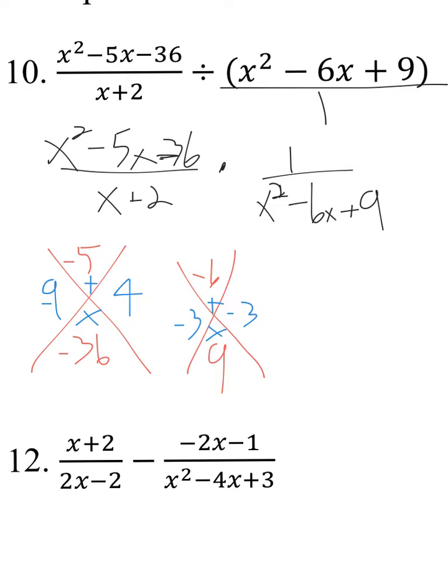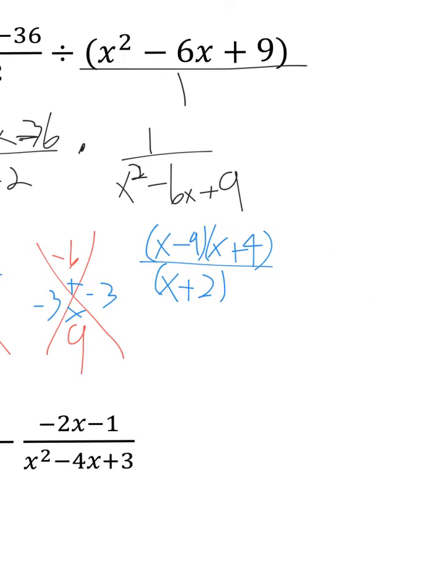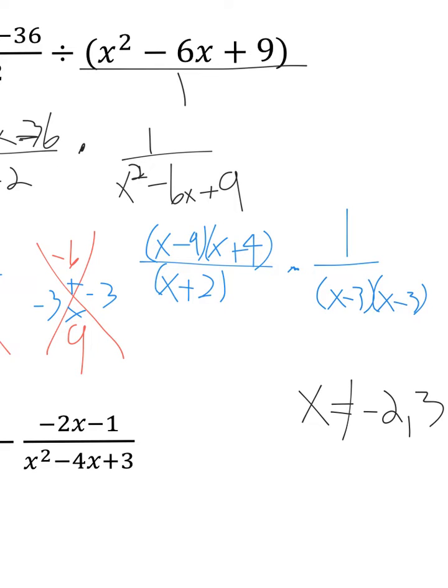So I'm going to rewrite this as x minus 9 times x plus 4 over x plus 2 times 1 over x minus 3 squared, or if you want, just write x minus 3 twice. Remember, before you cancel anything out, you need to write where x can't equal. And so looking at the bottom, x can't equal negative 2 or positive 3. That being said, let's cancel stuff out that can cancel, and it really doesn't look like anything is going to cancel.